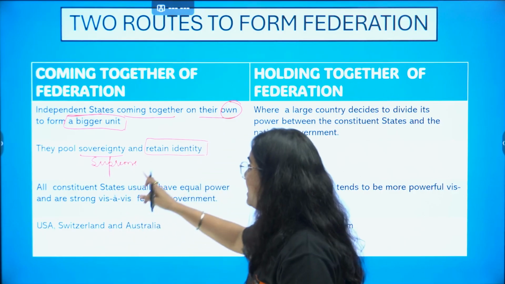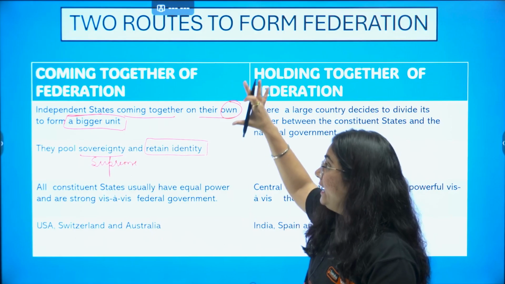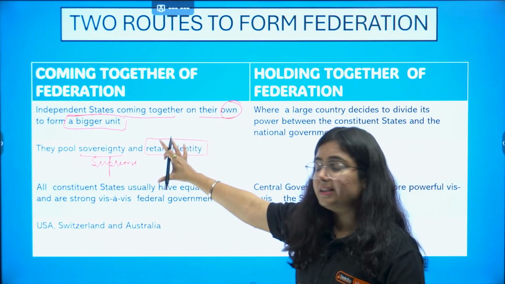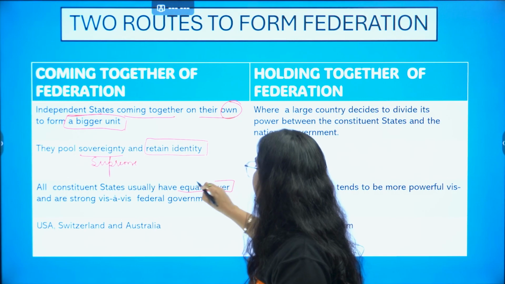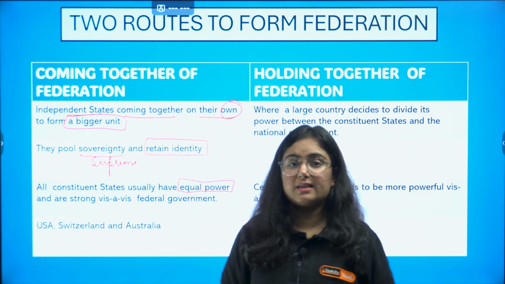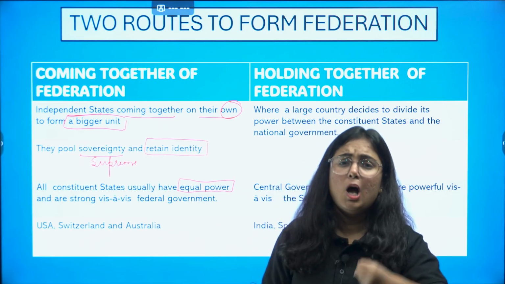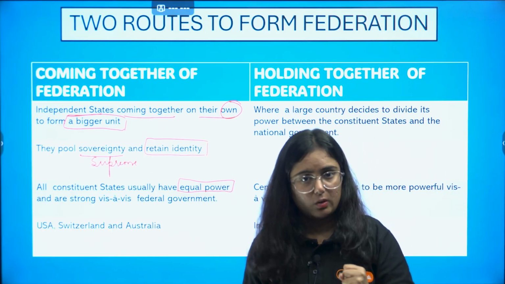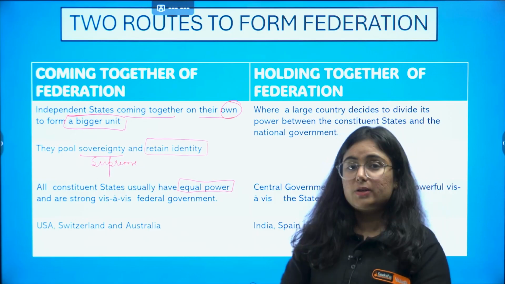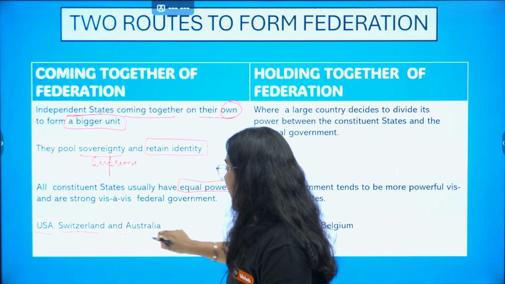Okay, so basically they pool sovereignty and retain identity in this type of federation, because they are coming together at their own will. Everyone has equal power, and this is a very strong federal form of government, or we can say the ideal form of federation. Which countries have adopted it? It is adopted by USA, Switzerland and Australia.